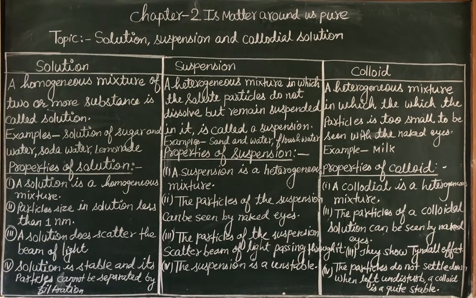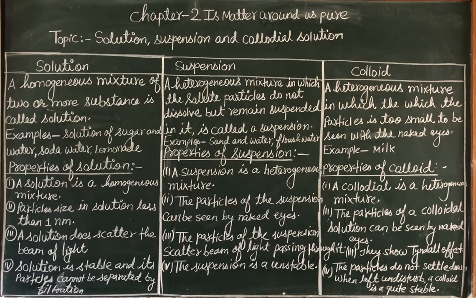A solution is a homogeneous mixture of two or more substances. The homogeneous mixture of two or more substances is known as a solution. We know that, for example, the solution of sugar and water, the solution of salt and water, soda water and lemonade, and the solution of iodine in alcohol are examples of solution.